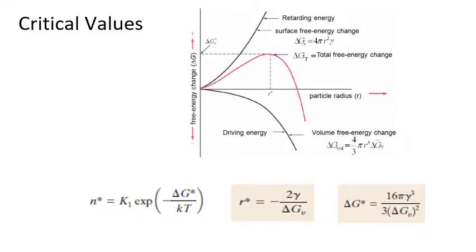Critical values R and G refer to two important values. R refers to the minimum radius for the embryo particle to be termed a nucleus. G refers to the critical or activation free energy, which is the minimum energy needed to form a stable nucleus. N represents the number of stable nuclei, and K1 is related to the total number of nuclei in the solid phase.